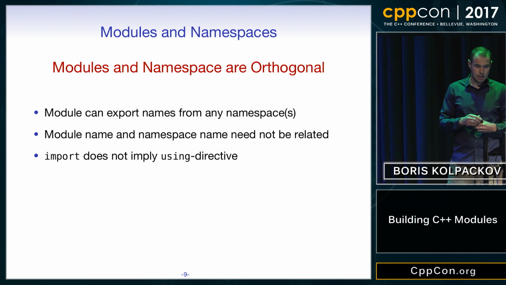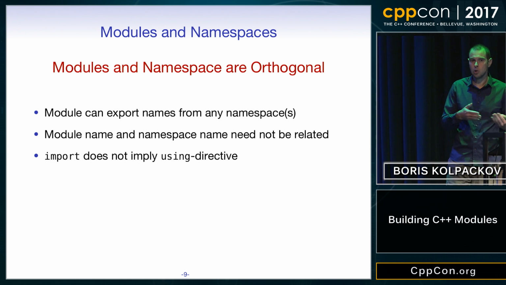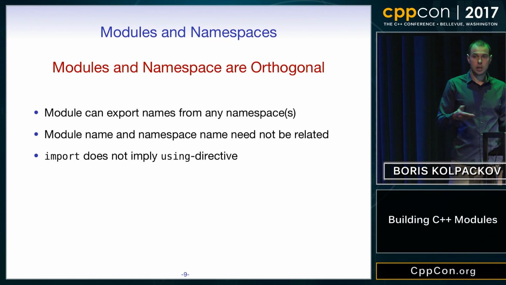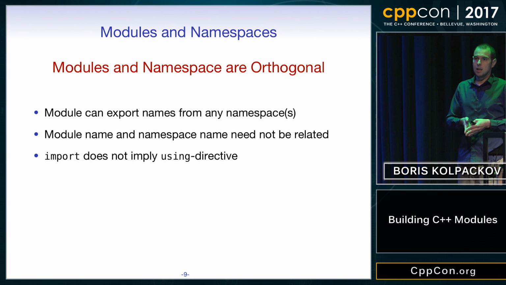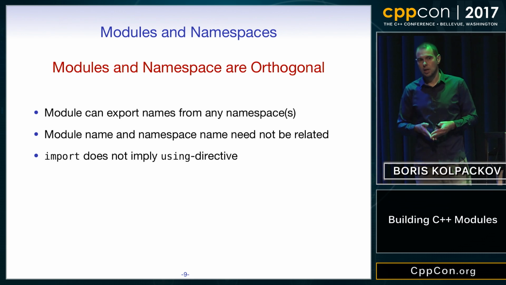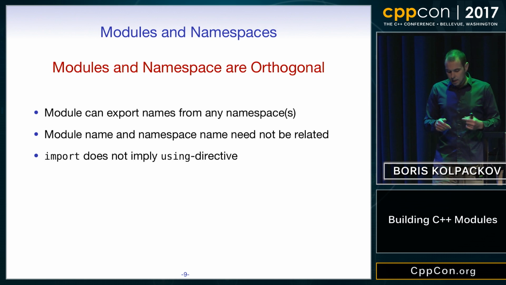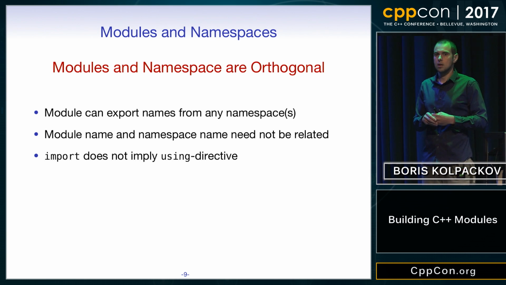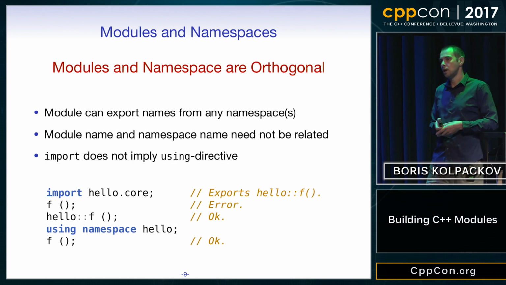This visibility semantic suggests that modules are not a name scoping mechanism, right? Modules and namespaces are orthogonal concepts. Modules can export names from any number of namespaces, including the global namespace. Namespace name and module name need not be related, though generally it makes sense to have a parallel structure. We'll discuss that in a bit. Specifically, an import does not imply any additional visibility or qualification for names declared in namespaces.